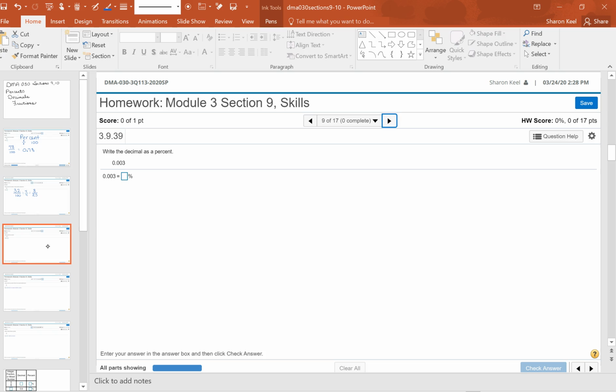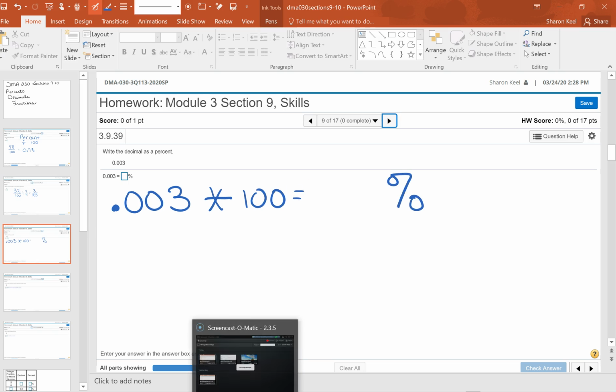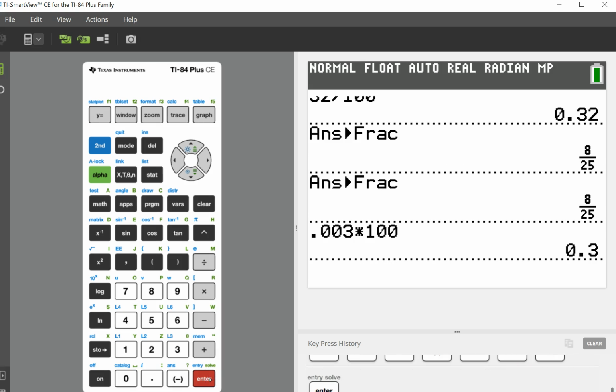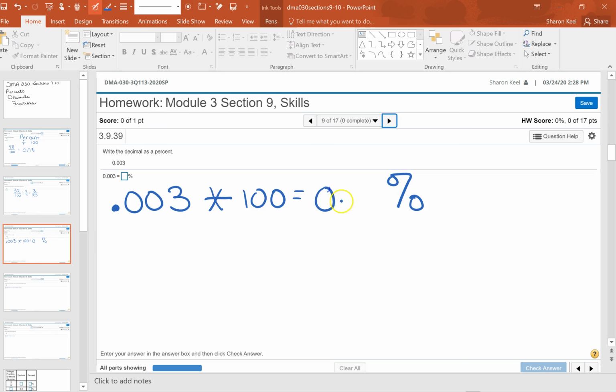Write the decimal as a percent. So when we have this decimal, 0.003, it's just a decimal, and as we want to write it as a percent, instead of dividing, what's the opposite? Multiply. We're going to take 0.003, multiply it by 100, and that's going to give us our percent. So 0.003 times 100, and we have 0.3%. Pretty easy.